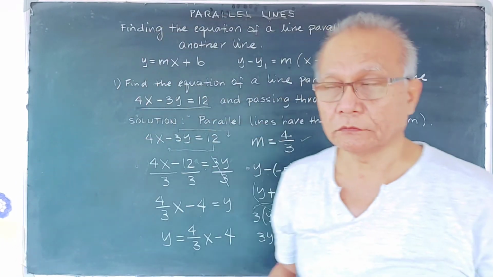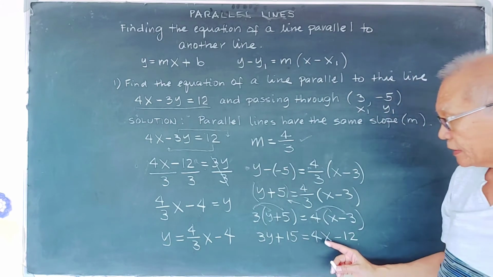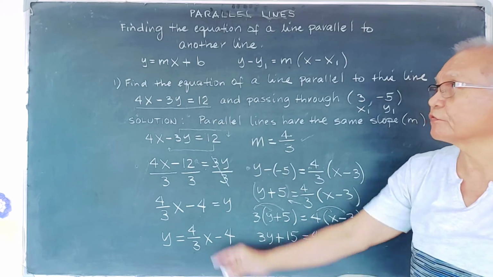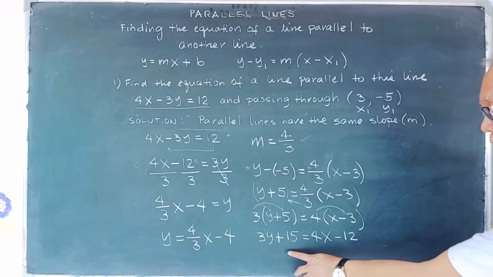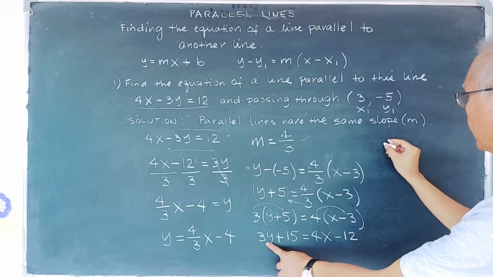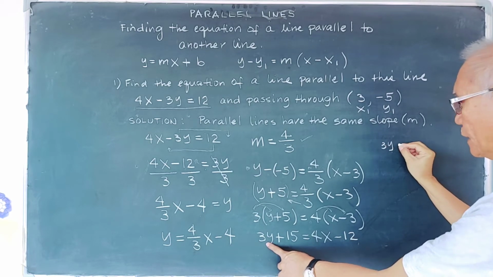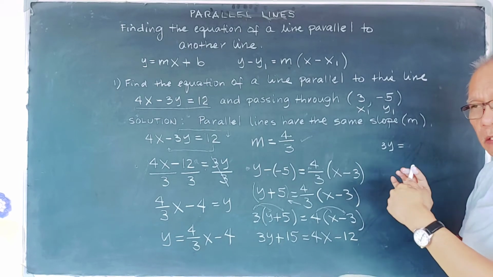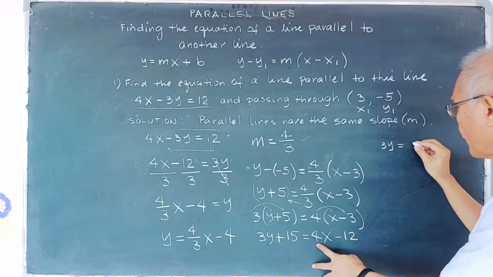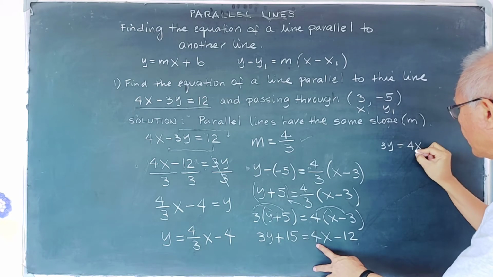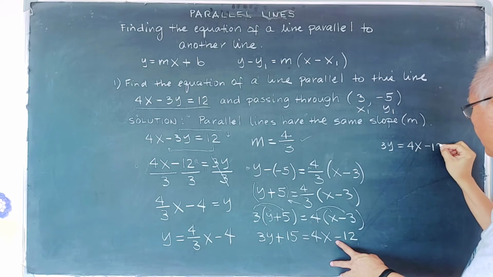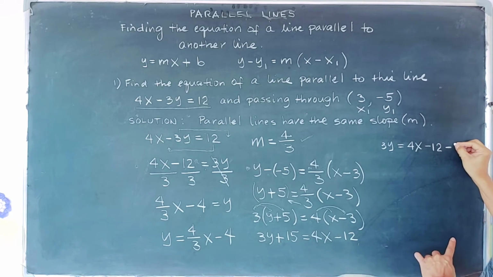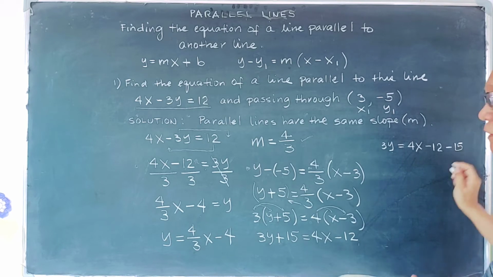After that, we arrange them so that our answer will be in the form of slope intercept form, y equals mx plus b. So we leave the y here, 3y, and then equals, we'll combine the x and the number on the right. So we have 4x here. Same thing, minus 12, we just copy first the minus 12, and then the plus 15 will be negative on the other side. So we have 15 here.